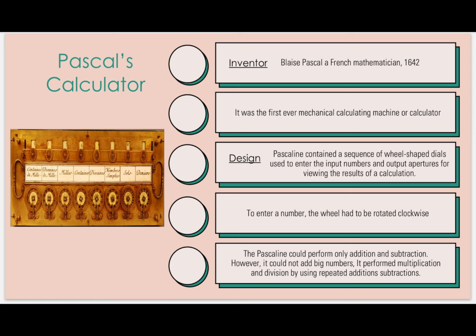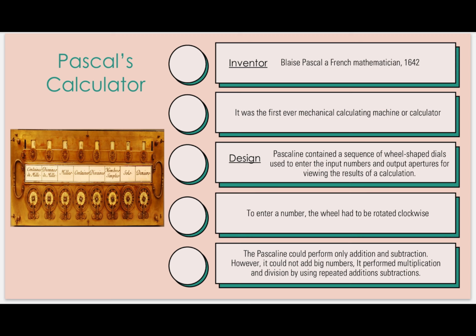So what was the drawback? We could not add big numbers. Why couldn't we add big numbers? Because here you can see, how many apertures are there? Only 8. It means you can add numbers only up to 8 digits, not more than 8 digits. And it performs multiplication and division by repetitive addition and subtraction.